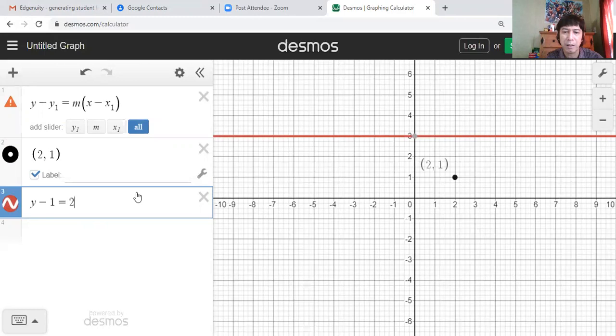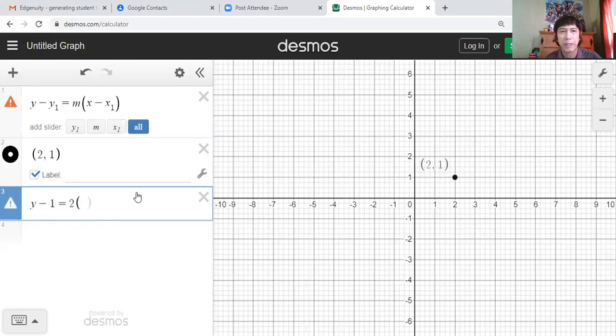Okay, and then parentheses. Now next variable is x minus x1. Our x1 is the number 2 here in our given point. So we shall put the number 2 there, and then close parentheses, and we now have the equation of the line in point slope form. And this is our given point 2, 1. And let's find the m.